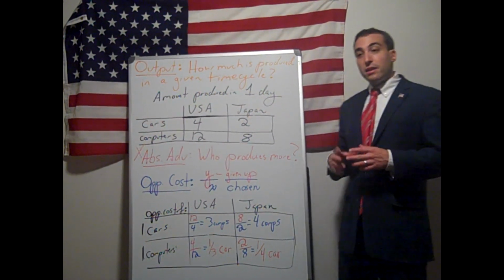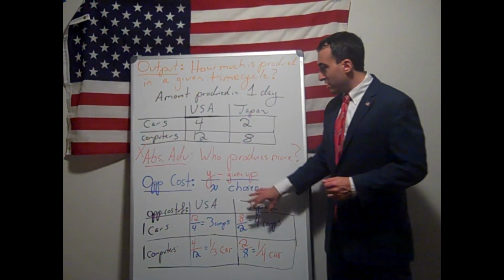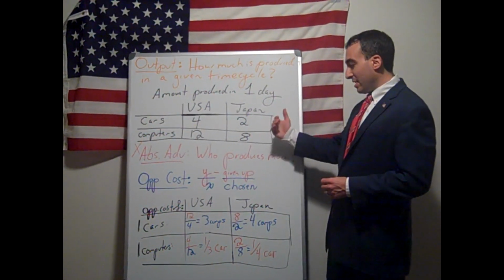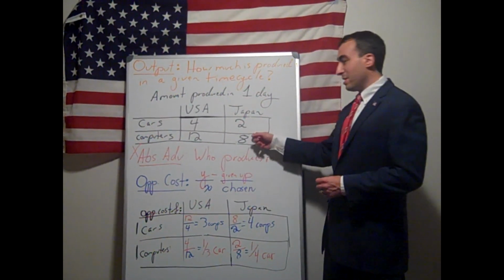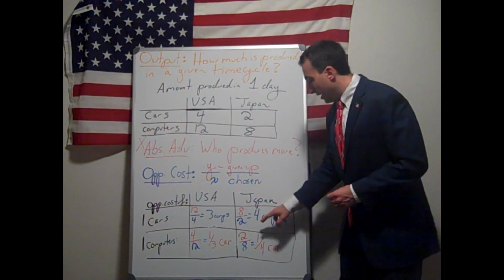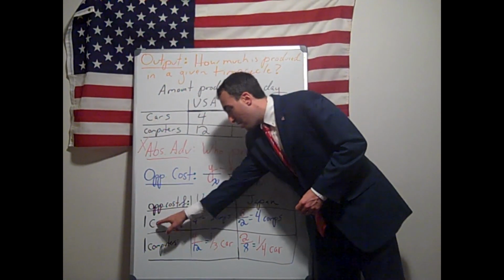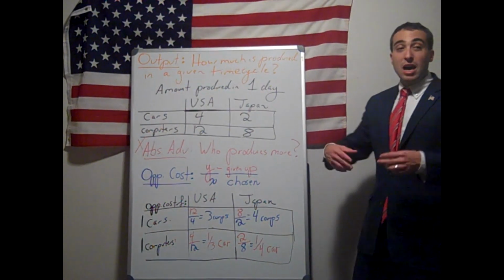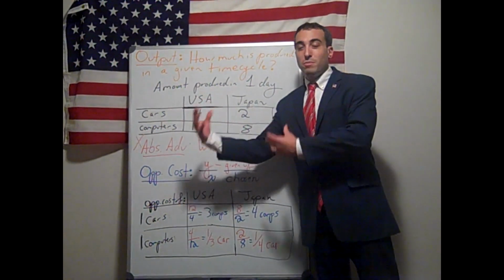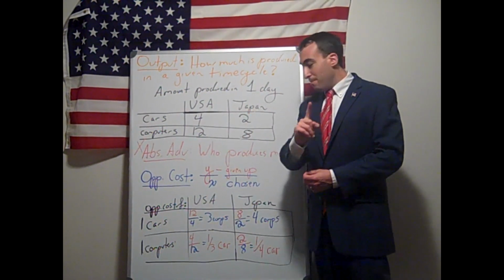Now let's take a look at Japan. For Japan, they are choosing cars. So if they are choosing cars, they are sacrificing computers. So we're going to do 8, what they are sacrificing, given up over chosen. 8 divided by 2 is 4 computers. So for Japan, the opportunity cost of one car is 4 computers. In the time they made one car, they could have made 4 computers. They are giving up making 4 computers in order to make that one car.